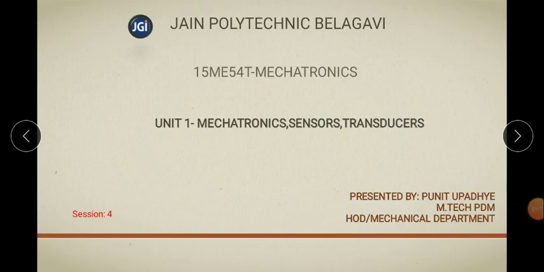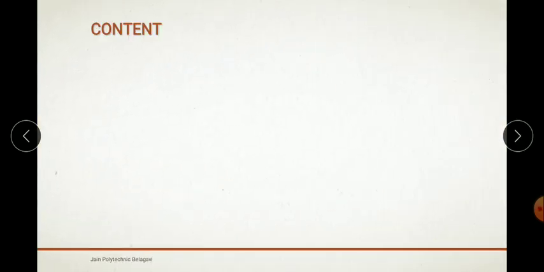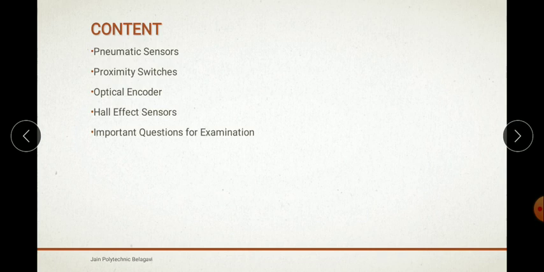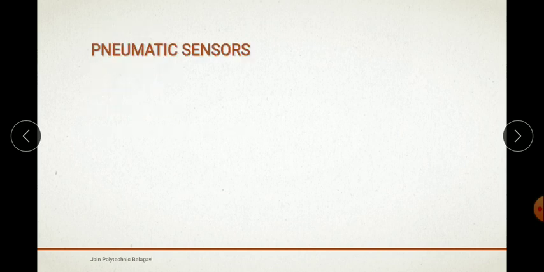This session, that is session 4, is a continuation of session 3. In this session, we are going to study the pneumatic sensor, the proximity switches, the optical encoder, the Hall effect sensor, and important questions for the examinations. Before that, let me tell you what is this pneumatic. Pneumatic is a term which deals with compressed air. The pneumatic sensor involves the use of compressed air, the displacement or the proximity of an object being transferred into a change in air pressure.